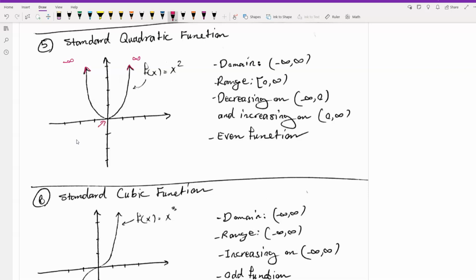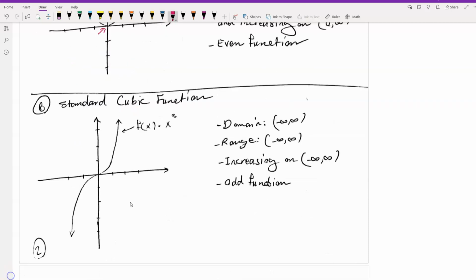And range, starting from this point, we have 0 and it's equal to 0. So it's bracket 0, comma, on top on the y-axis we have positive infinity. This graph again is decreasing on negative infinity to 0 and increasing on 0, comma, positive infinity. Here again we have an even function.